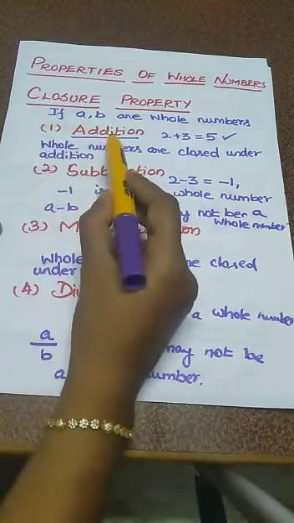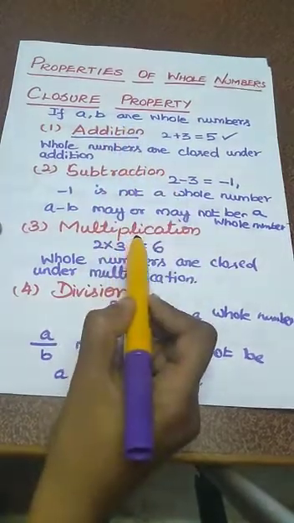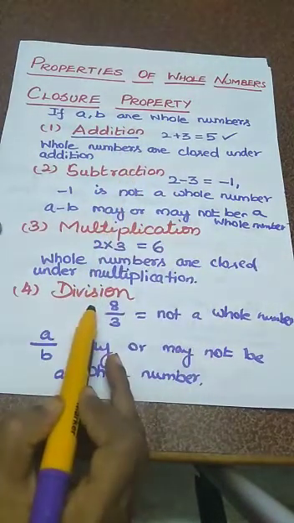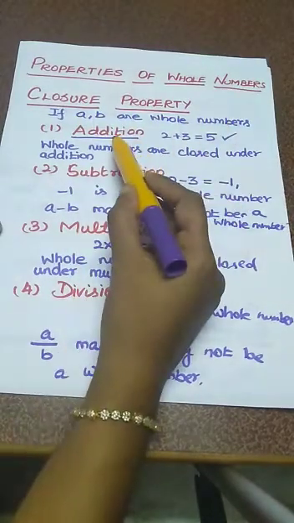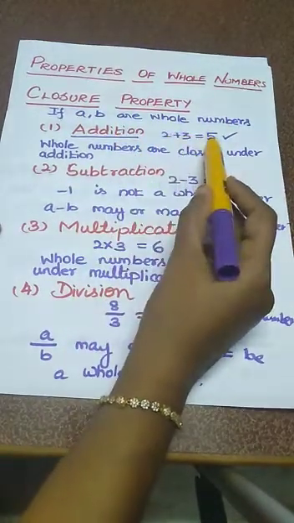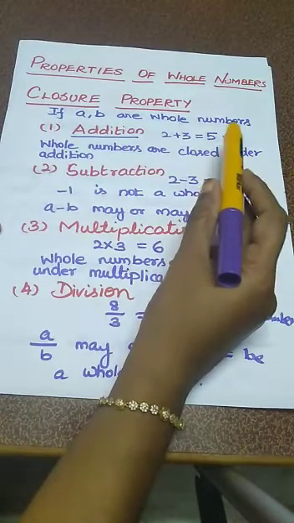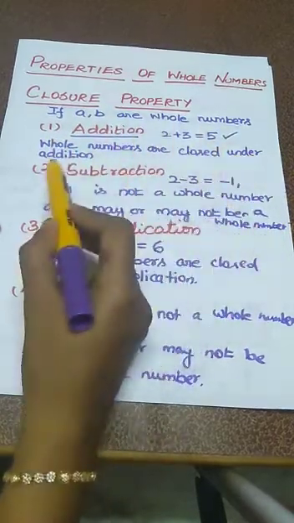Actually, the closure property is true in addition and multiplication only. It is not true in subtraction and division. A and B are whole numbers. We have to apply it first for addition. A plus B is equal to, we get some answer. That answer is also a whole number. So whole numbers are closed under addition.